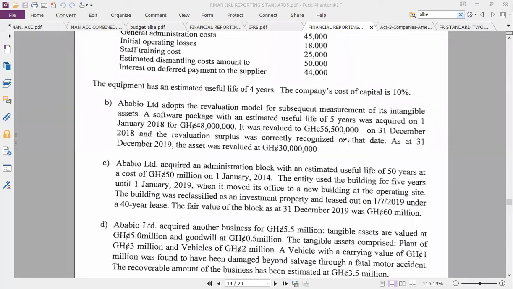Now on 31st December 2018, they've done that, and the revaluation surplus was correctly recognized on that date. Good. So the revaluation surplus of 18,100 was correctly recognized in the books. So that's why we said that they have added it. We are not going to treat it for them. No, they have already done that. Then let's continue. As at 31st December 2019, the asset was revalued at 30 million. Again, so exactly 1 year later, they did revaluation again, and they had 30 million. So let's go to the board.